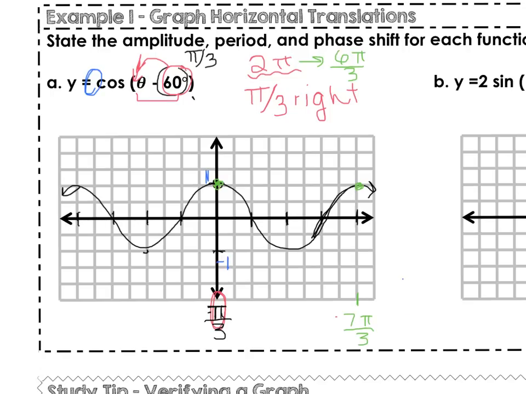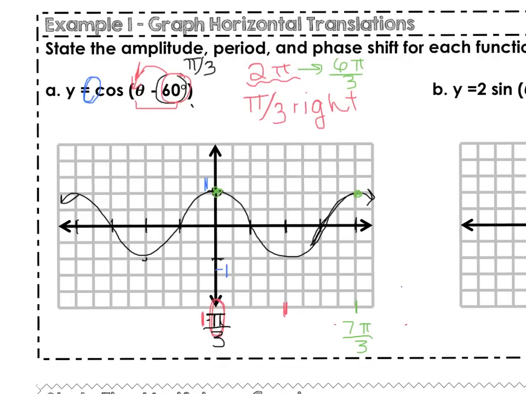And now we're going to go halfway between pi over 3 and 7 pi over 3. So I'm essentially looking at what's halfway between 1 and 7. Well, one way of looking at that is the distance between 1 and 7 is 6. Half of 6 is 3. Therefore, I'm just adding 3 pi over 3 to get to the middle. So pi over 3 plus 3 pi over 3 is 4 pi over 3.